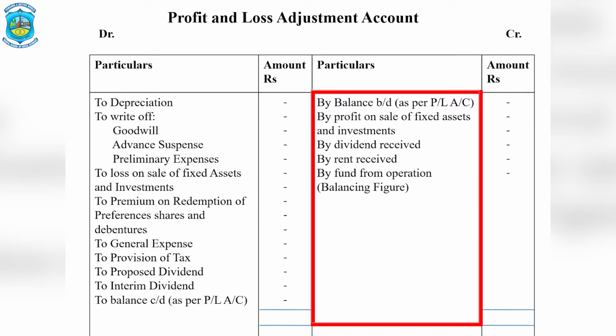Therefore, the opening balance of this profit and loss account will always be shown at the credit side. Apart from this opening balance, by profit on sale of fixed asset and investments, by dividend received, by rent received, by funds from operation, which is the balancing figure. It means this is the balancing figure which shows how funds are being generated during the year out of business activities.